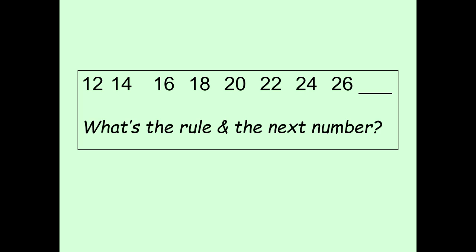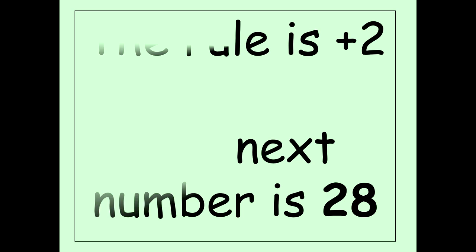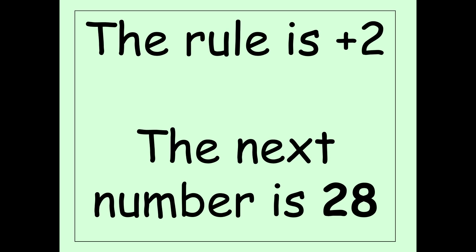Here's the next one. We start at 12, jump to 14, 16, 18, 20, 22, 24, 26. Again, 5 seconds to write down the next number in this number pattern and the rule. 5, 4, 3, 2, 1. Let's check. Okay, did you get it right? The rule is +2, so the next number is 28.